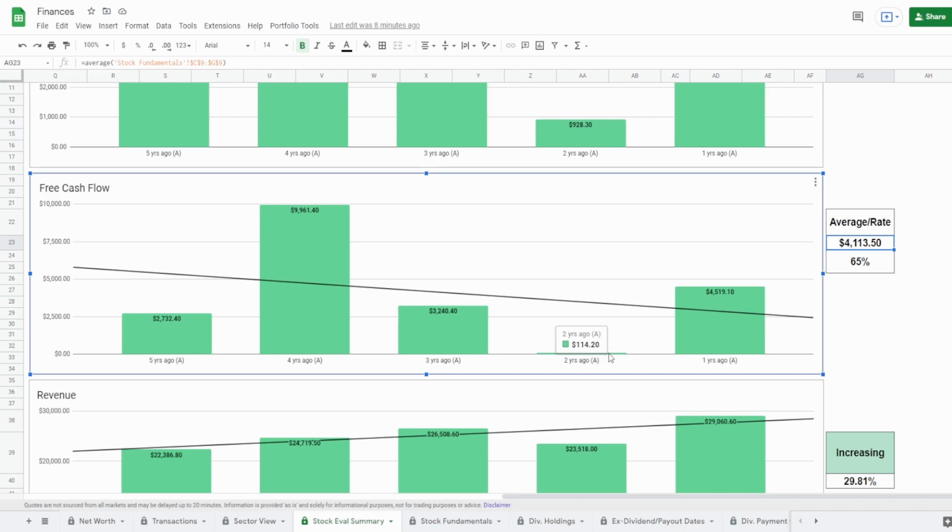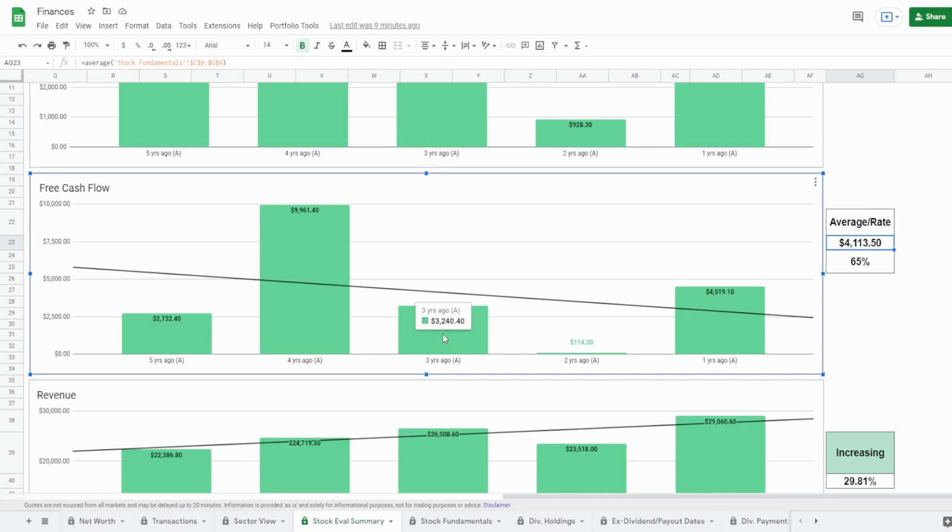COVID happened, pandemic, nobody was allowed to go outside, people were locked down, companies, coffee companies, nobody was going to them unless they were going to like a drive-thru or something. So this is very expectable to see 2 years ago that they only made $114 million.